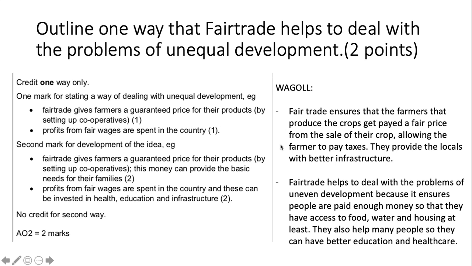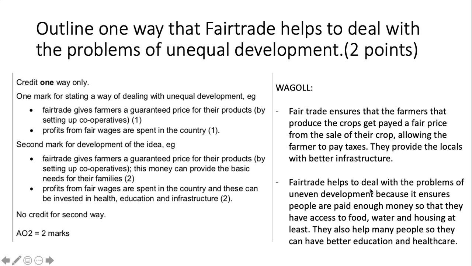So fair trade ensures that the farmers that produce the crops get paid. Oh, someone needs to work on that. A fair price for the sale of their crop, allowing farmers to pay taxes. They provide the locals with better infrastructure. So here I've given the student the benefit of the doubt, and I assume that they mean taxes. So the taxes can provide better infrastructure for the locals.